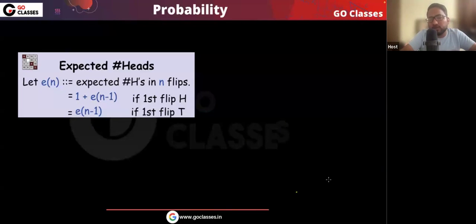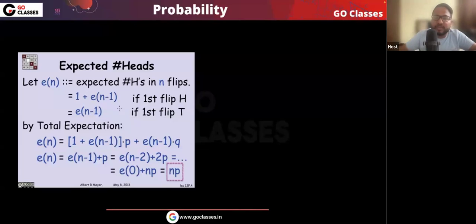So you can solve this question like this, and then E_n will be, if it is head with probability p, then p times the expected number of heads plus q times the expected number of heads, right? If you solve this, this will be a recurrence relation. So you are getting E_n equal to E of n minus 1 plus p, right? And then they are asking you to find E_n.